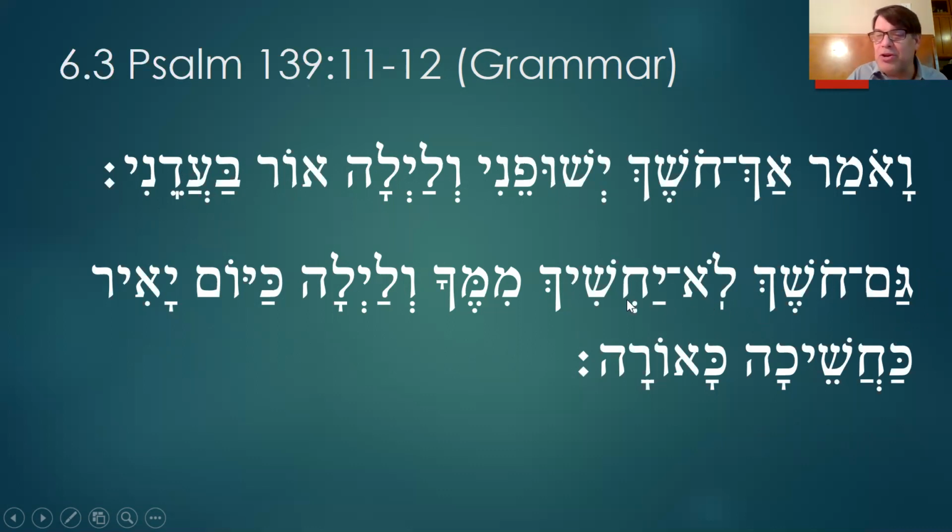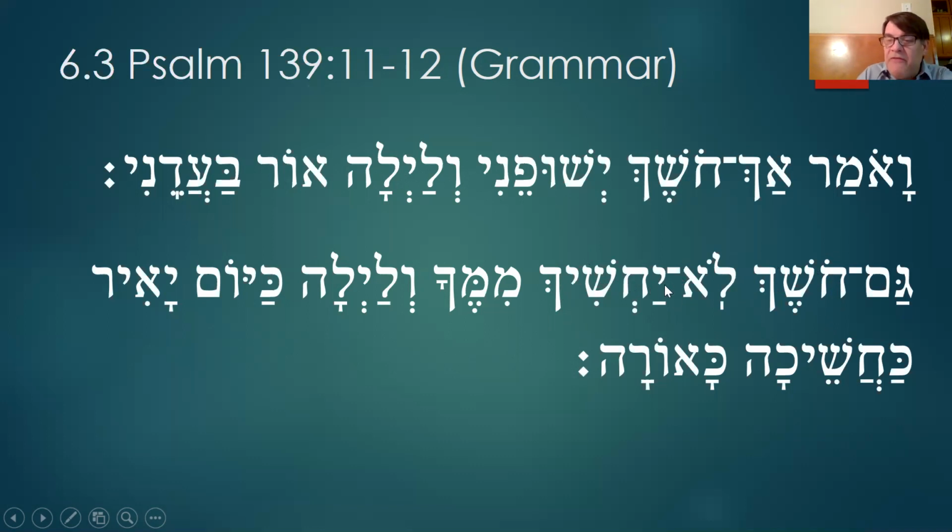Even darkness will not cause to be dark. So you can see this is the noun koshik, kaf, sheen, kaf. And you can see the same letters here, kaf, sheen, kaf, sheen, kaf. And so this is the noun, this is the verb. The darkness will not cause to be darkened.